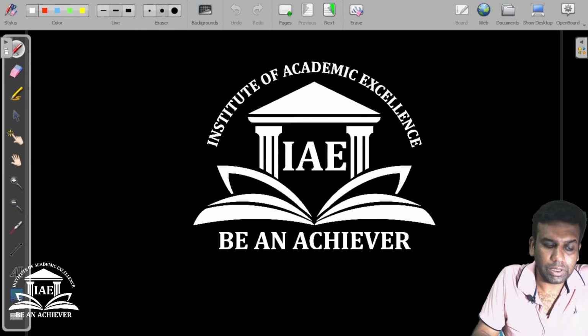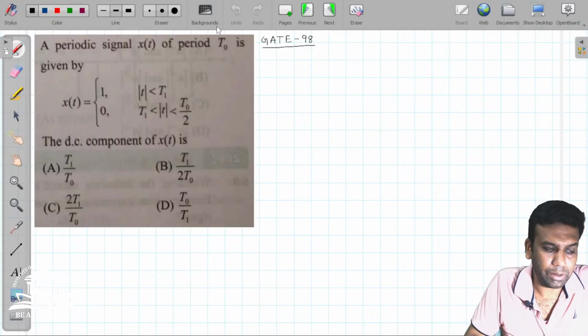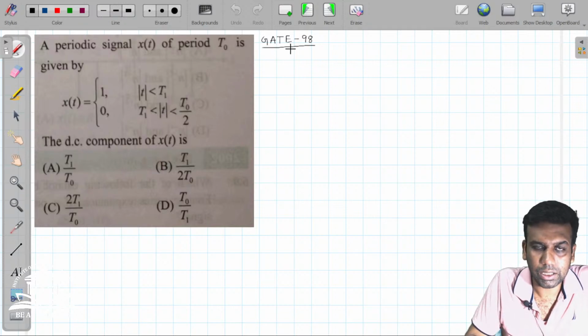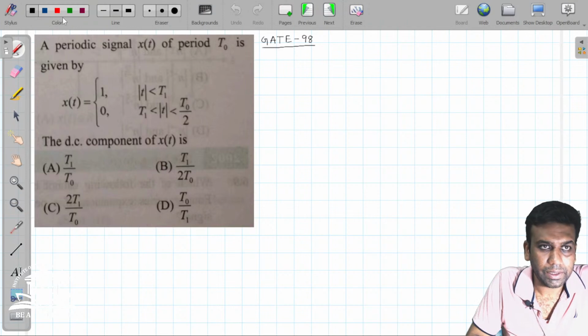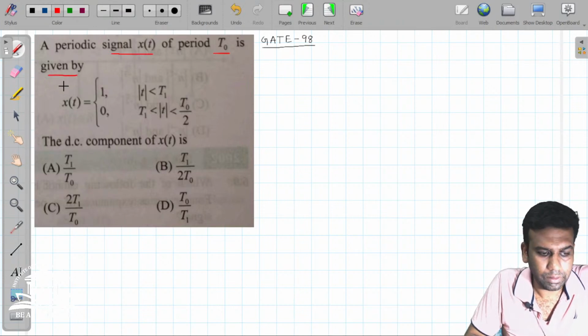So let's start today's session. In these sessions we are going to discuss the typical GATE questions on Fourier series. The first question is from GATE 1998. Here you can see that a periodic signal x(t) of period T0 is given by this equation.